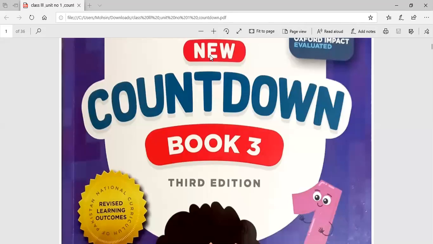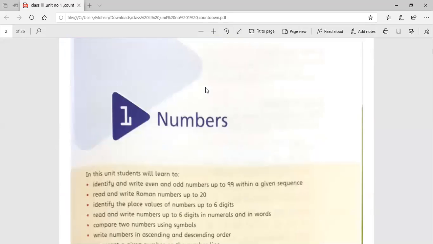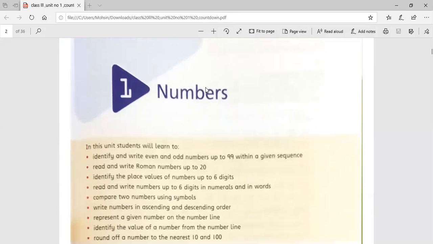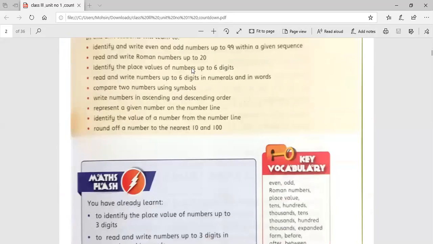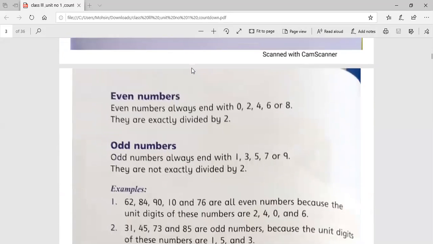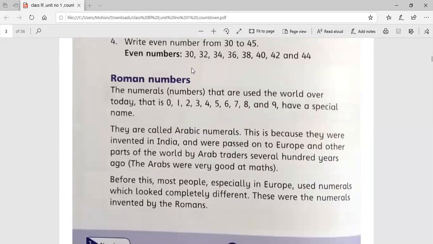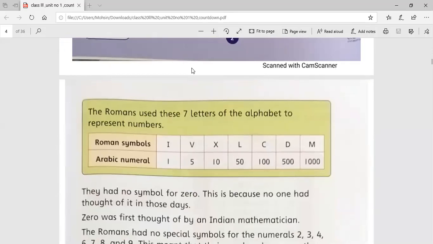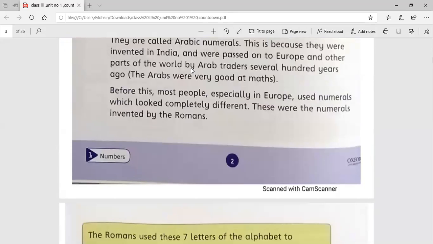Today we are going to do our maths work of our new book, Countdown Book 3. In the last class we started our unit number 1, which is about numbers, and we read pages 2, 3, 4, 5, and 6. We also did pages 6, 7, and 8 in the last class.